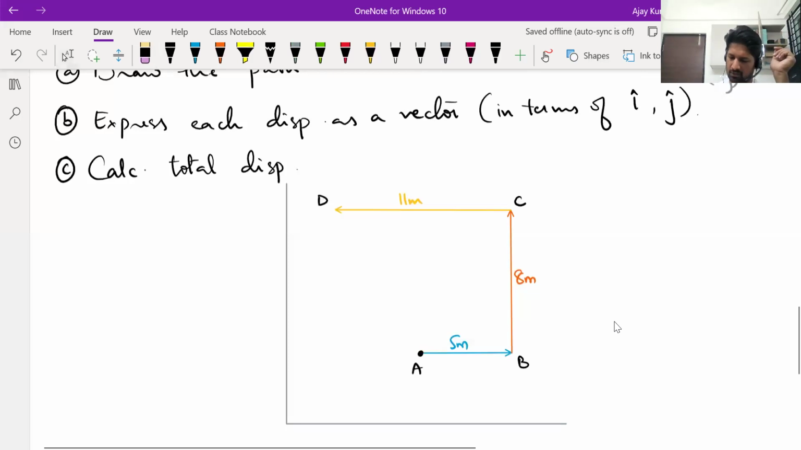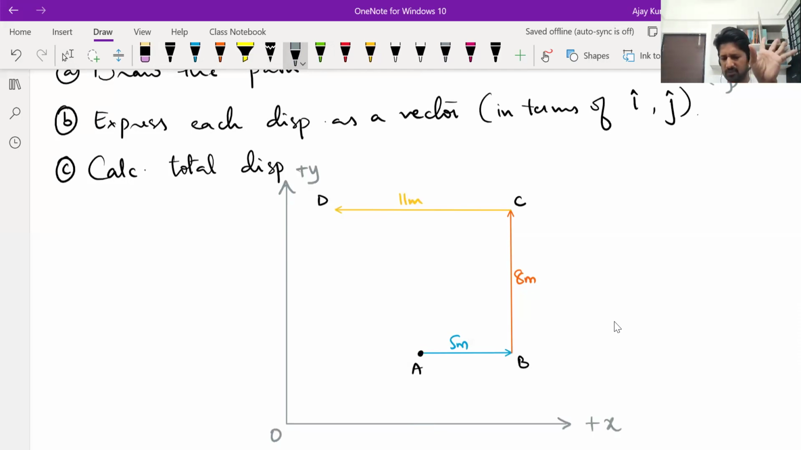I'm taking it like this. I'll assume the origin is here. This is the positive Y direction and this is the positive X direction. So, the object started from somewhere A, and then the displacements are as shown. Okay. Now we have to express each of these displacements as a vector. Nishita, you tell me, in terms of X and Y, in which direction is that 5-meter displacement?